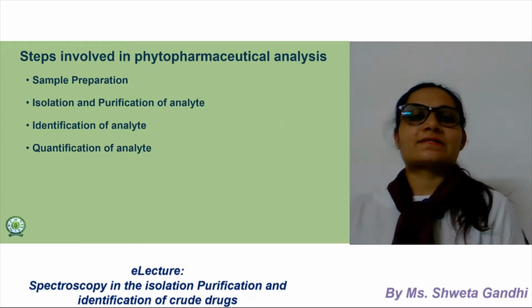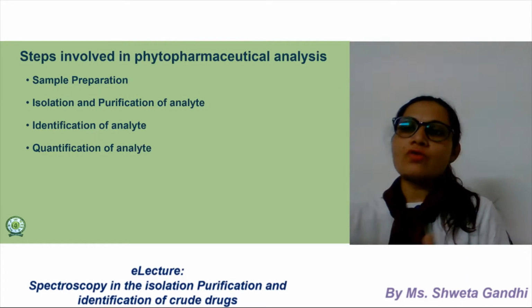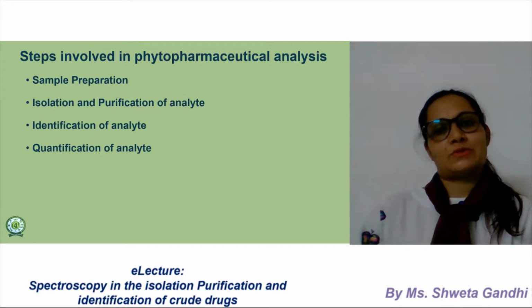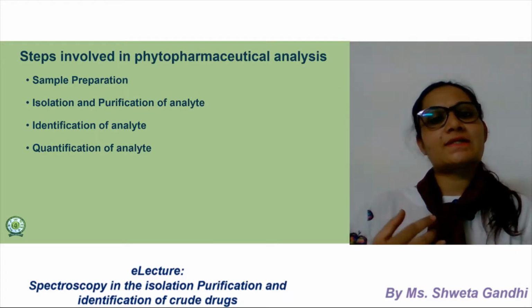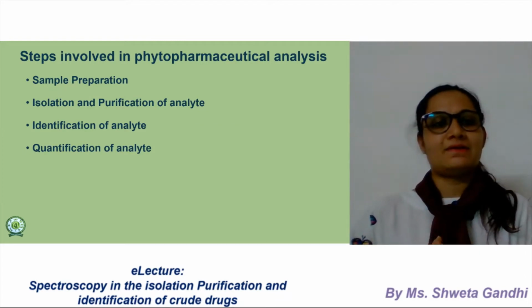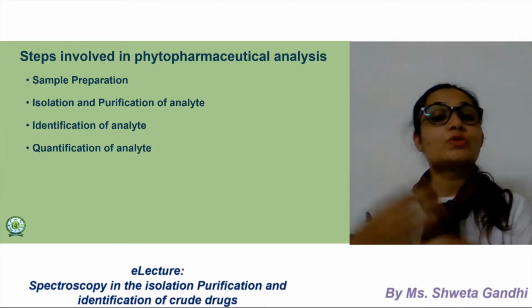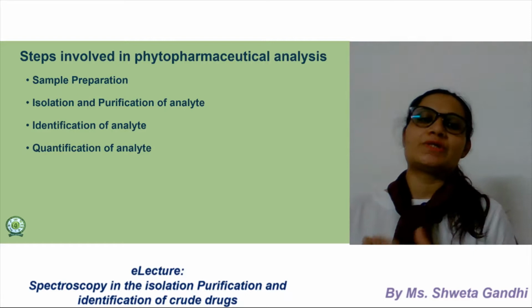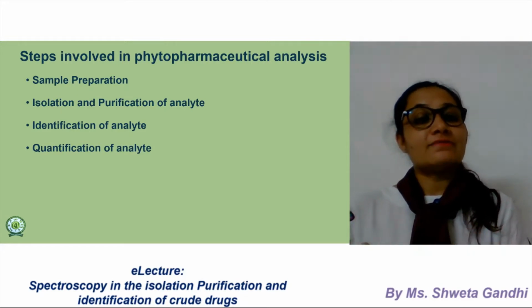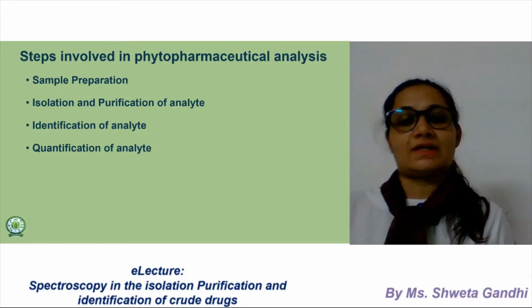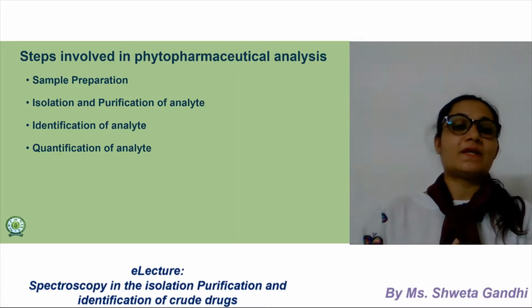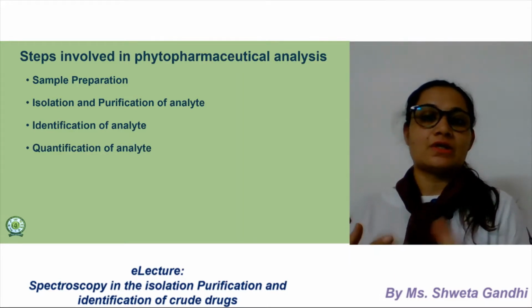Okay. Next, what are the steps? How do we do the phytopharmaceutical analysis? So the major steps are: first we prepare the sample. After preparing the sample, we do chromatographic analysis like isolation and purification. Then we do identification of the analyte by spectroscopic method, and then we do quantification, how much yield we will get.